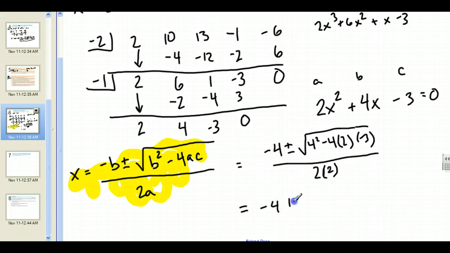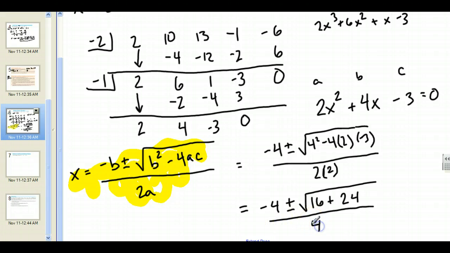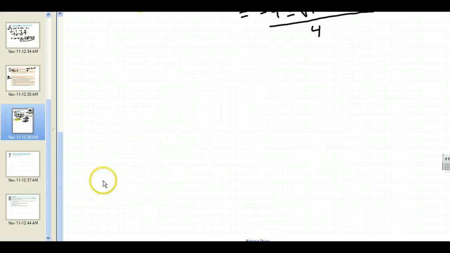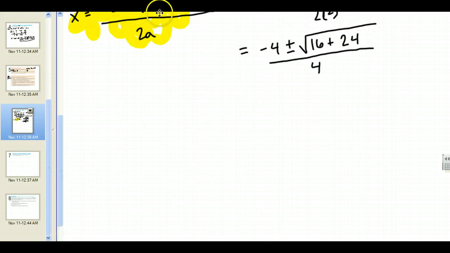-4 plus and minus the square root of 4 squared, which is 16. Minus a minus is a plus. 4 times 2 is 8. 8 times 3 is 24. And then 2 times 2 is 4. Alright, -4 plus and minus the square root of 16 and 24 will combine to a 40, over 4.